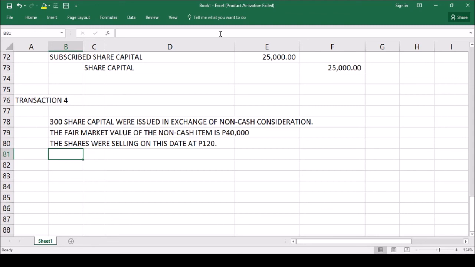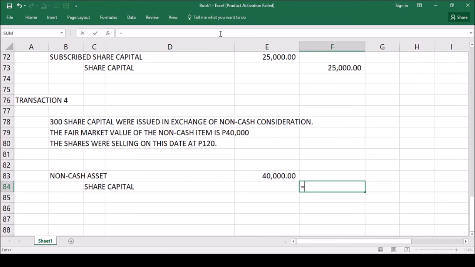Sir, sa problem na binigay mo, provided yung tatlo, ano po yung dapat? Yung unang priority, which is the fair market value of the asset received. So, in this case, we debit non-cash asset, assuming this is a non-cash asset, amounting to 40,000. Kasi yun yung value na natanggap natin. And then, we credit share capital. Share capital, magkano? Take note, 300 po yung inisyu natin. Multiply it by 100. So, meron pong 30,000 na share capital.